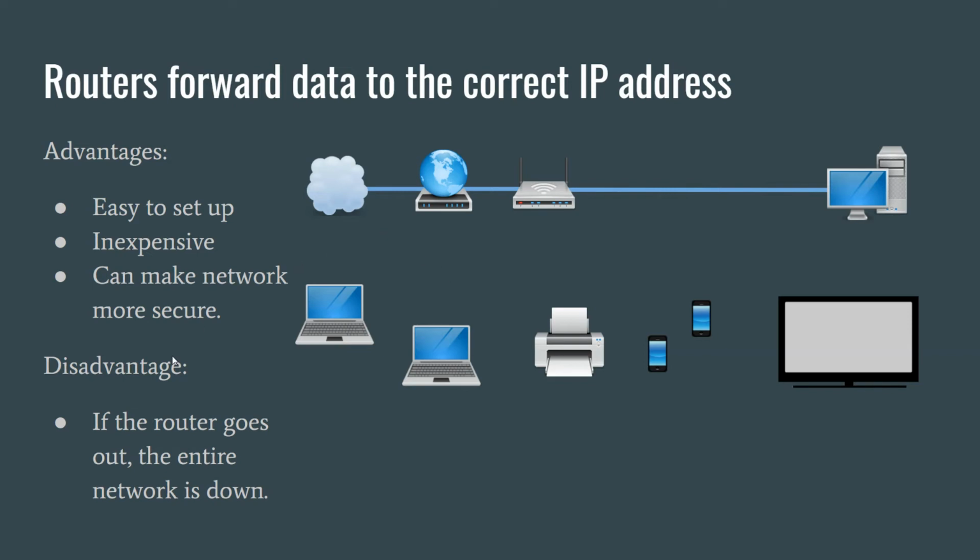And one little disadvantage with this is if the router goes down, then the entire network is completely down. There's no internet and there's no communication between devices. And I think we've all been in this situation, right? The network goes down, you call the cable company, and they basically tell you to go to your router and turn it off and on again. Usually that actually fixes the problem.